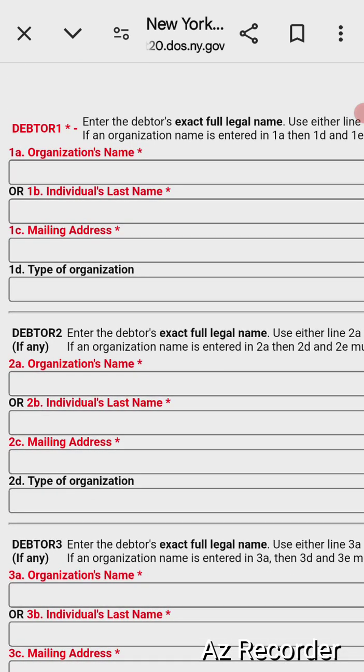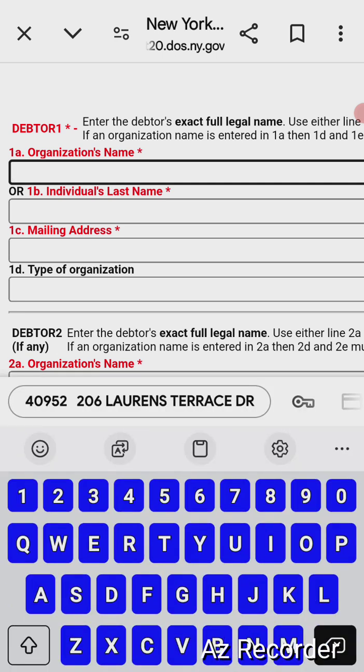In the Debtor 1 section, the debtor is the all caps name. The debtor is not an individual. The debtor is the all caps name that is on your state given ID. Whatever your name is on your state ID, that's the name you're going to put, exactly the way that it's on your ID, because that is the organization.